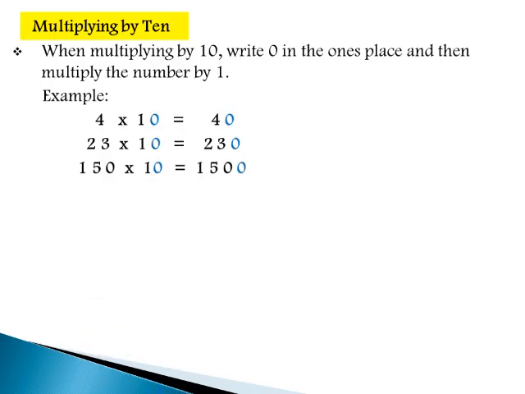For example, 4 times 10. First multiply 4 with 1 equals 4 and put a 0 at the end, so the answer equals 40. In the same way, 23 times 10 equals 230. 150 times 10 equals 1500.